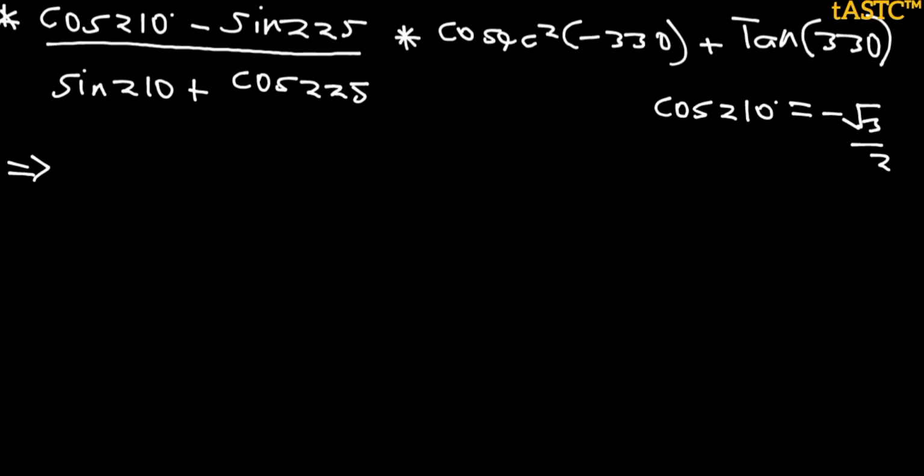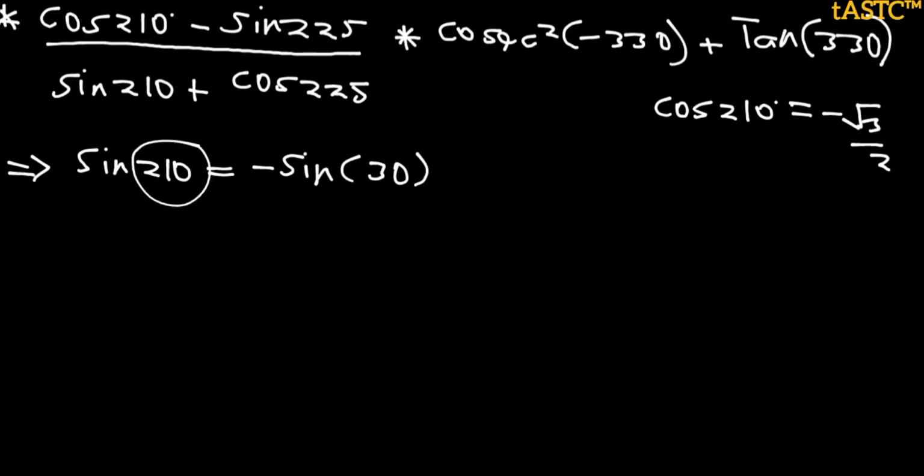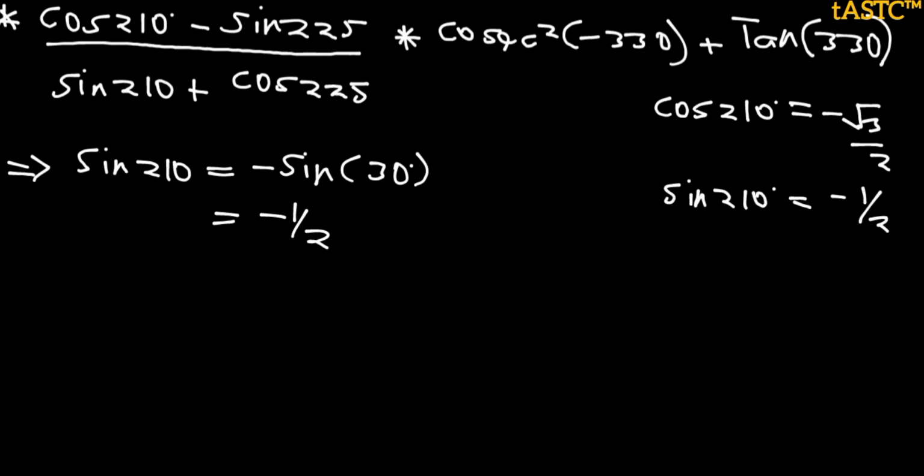Now how about sine? Sine is also going to give us a negative. So this will be a minus sine 30 degree, because we need to take 180 degree away from this. That will give us 30 degree. So we know that this gives a negative half, so that will be minus a half. So I need to write it here also. Sine 210 degree is equal to negative half.